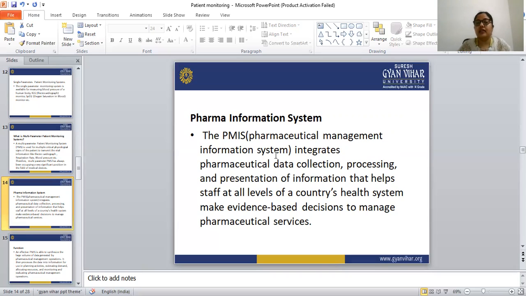So let's see the clinical screening. In clinical screening, the pharmacy information system helps in patient care by keeping track of drug interactions, drug allergies, and other medication related complications. So what the PIS does is keep track of all the drug interactions, drug allergies, and other medication related complications.